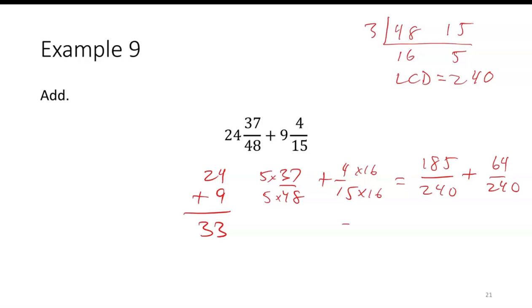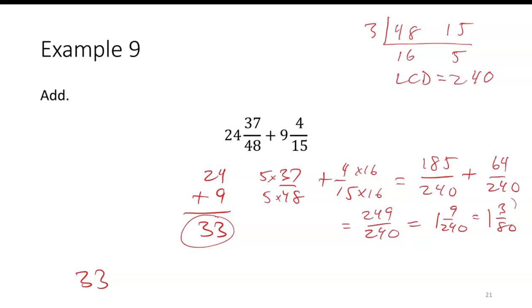And so that comes out to be 249 over 240, which is 1 and 9 over 240. 9 and 240 are both divisible by 3, so this is really 1 and 3/80. So what I'm going to do is take this 33 and add the 1 and 3/80, and that becomes 34 and 3/80.